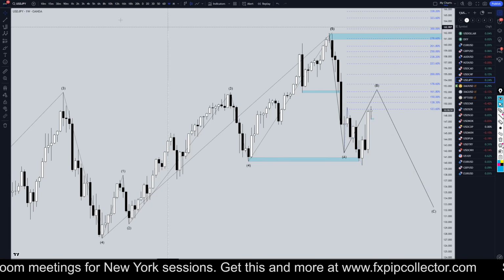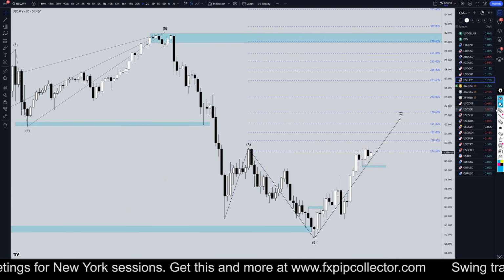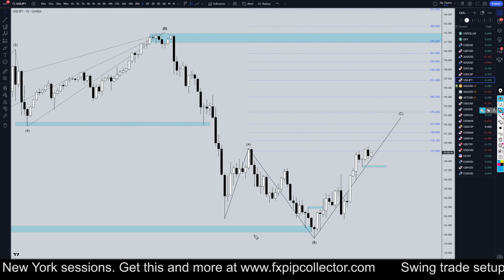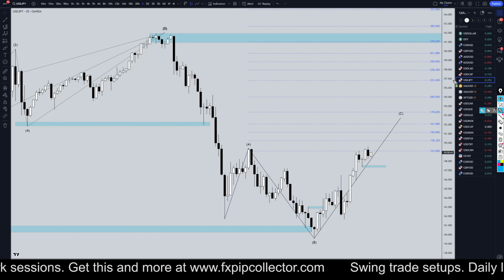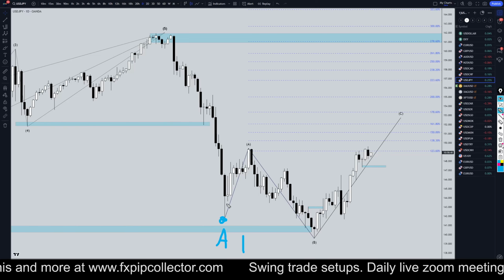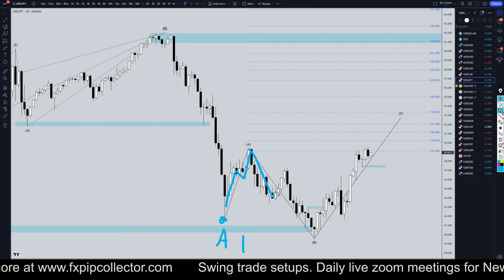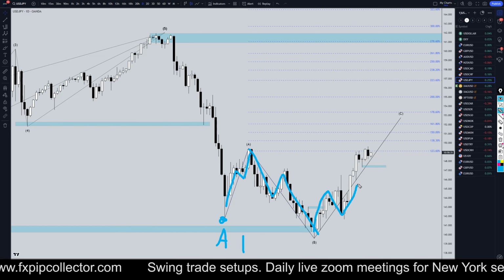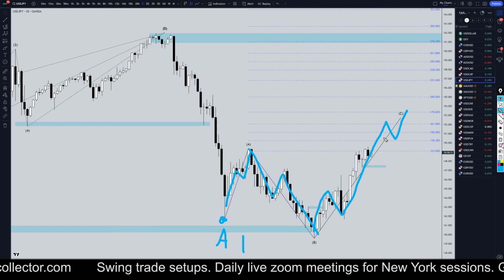So going down to the daily time frame. On the daily time frame, I still think this is very, very clear, especially looking at all yen pairs, that this right here is the bottom of either the A or 1, and that this is actually like a 1, 2, 3, 1, 2, 3, and 1, 2, 3, 4, 5 is what I think is going to happen.